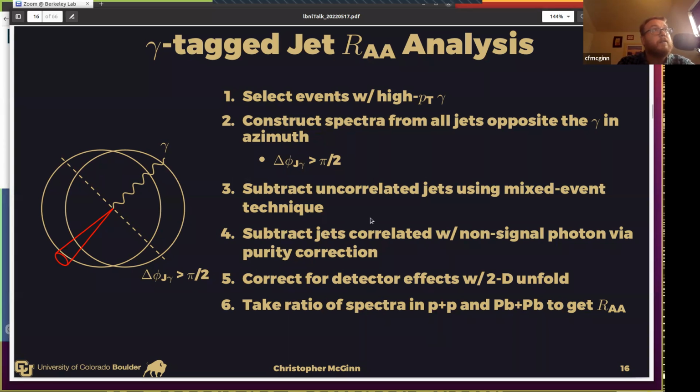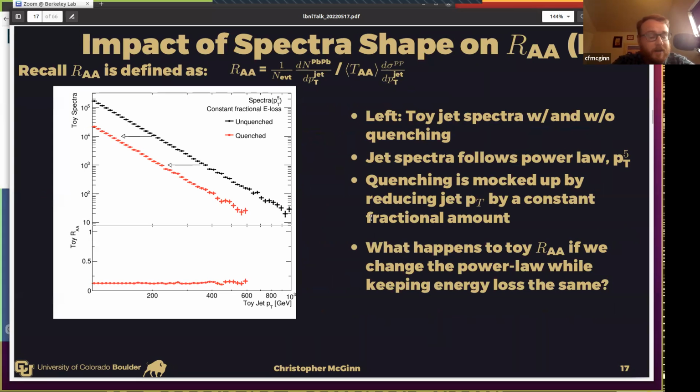So this is the analysis overview. I want to do a short example of the impact of spectral shape on RAA. So RAA, recall, is defined as the ratio of the, let's say, dN/dpT of jets in lead-lead divided by the cross-section in PP. But that cross-section is multiplied by this nuclear thickness factor, TAA. To give an example, TAA in our centralmost collisions is about a factor 25. And in peripheral, it starts to approach 1. So it's just taking into account the fact that in every lead-lead collision, you have some different probability of producing a hard scattering on a per minimum bias basis.